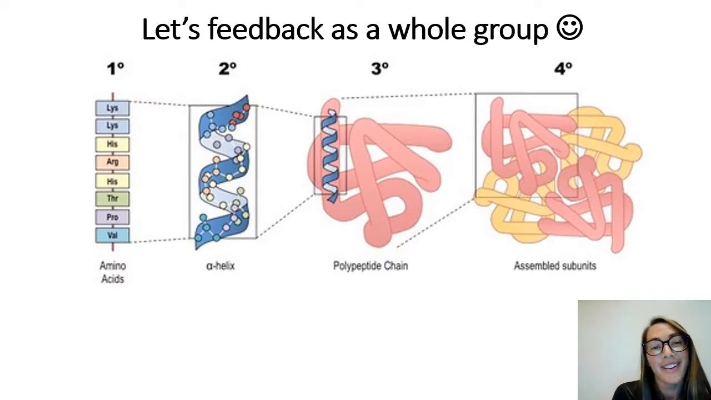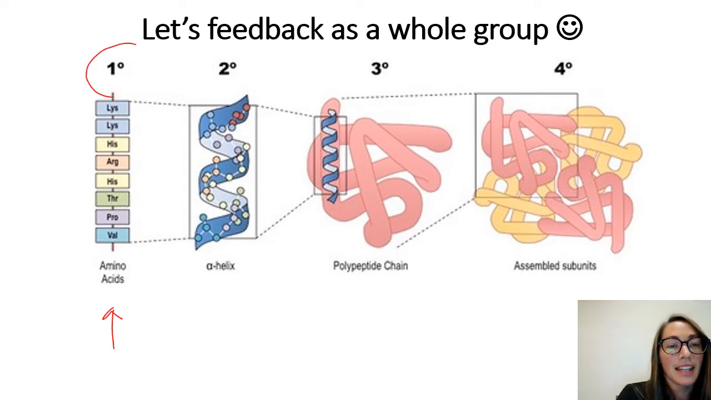Okay, so let's talk about the different levels of protein structure. Now in this diagram, you can quite clearly see that we've got a primary structure here on the left. Now the primary structure is the sequence of amino acids in a polypeptide chain. So these are all bonded together by peptide bonds.